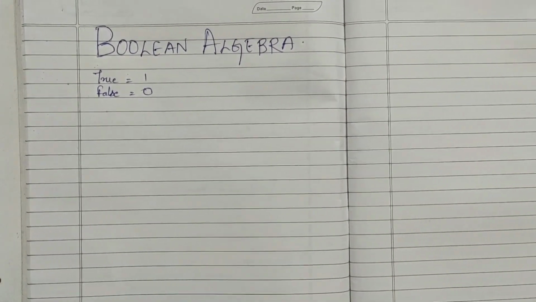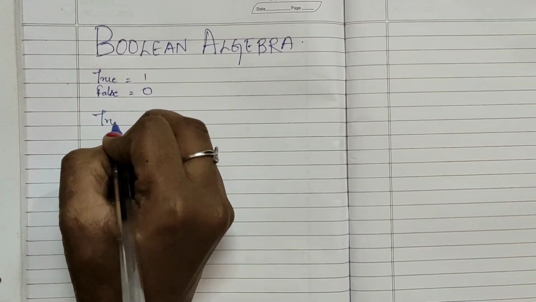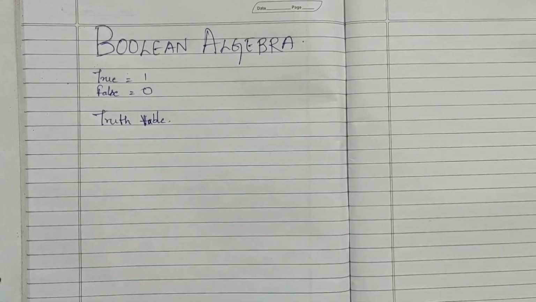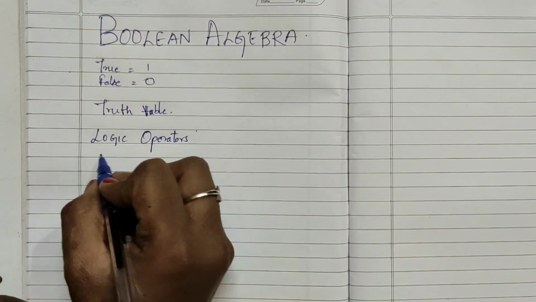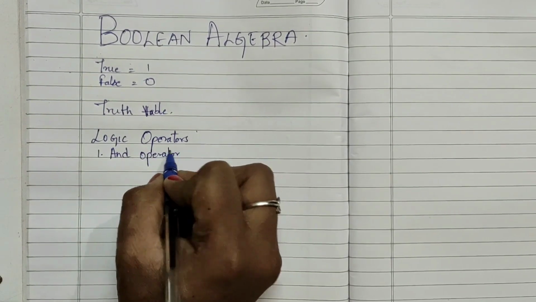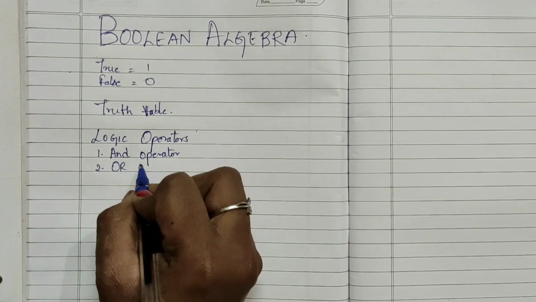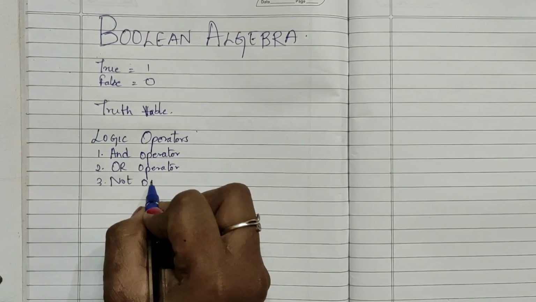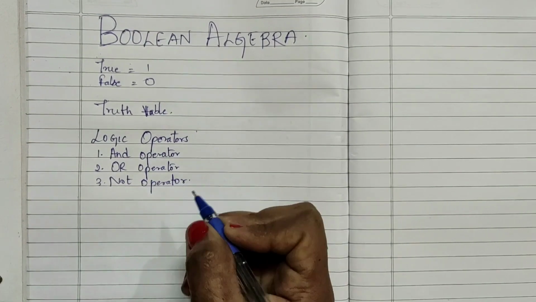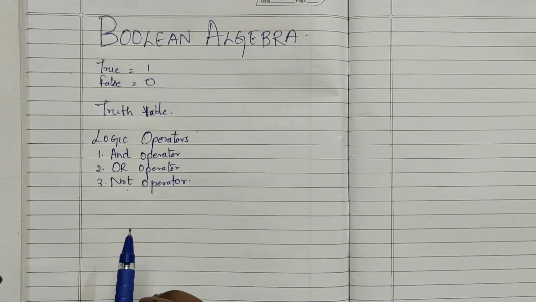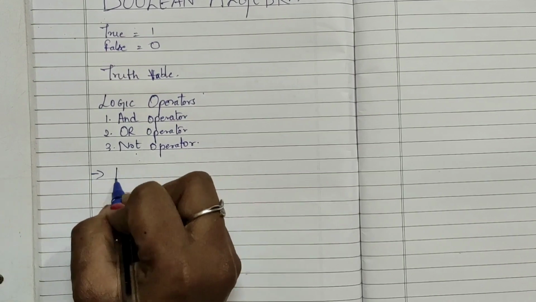While performing Boolean algebra, we'll come across something called a truth table, and also we'll see the logic operators in Boolean algebra. The three logic operators are: first, AND operator; second, OR operator; third, NOT operator. We will see the symbols and the truth table for these operators. Let's begin with the first one, which is the AND operator.